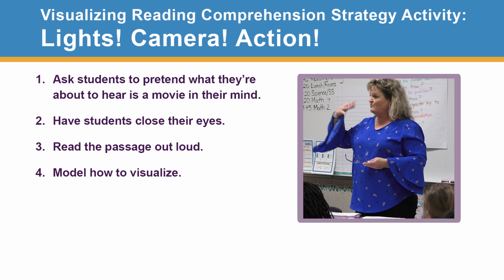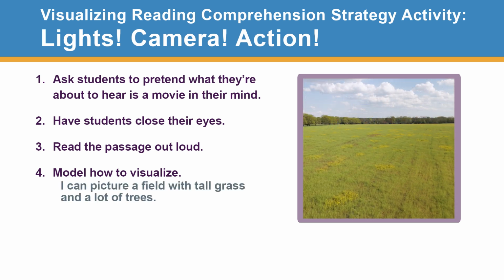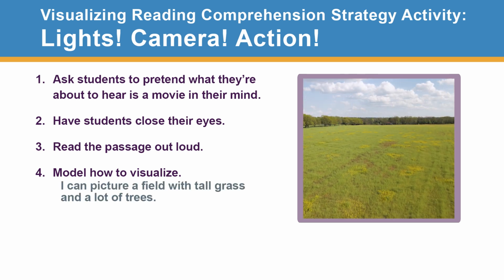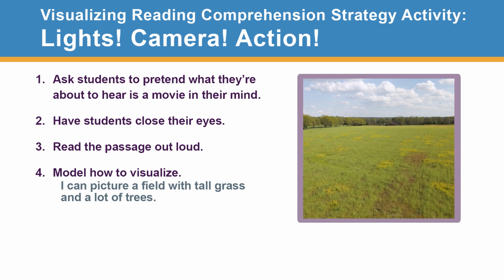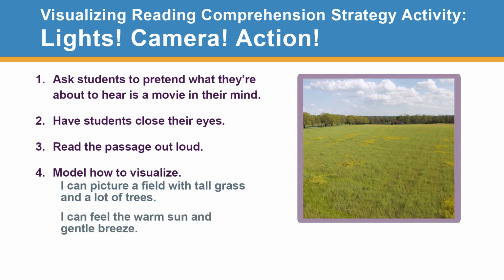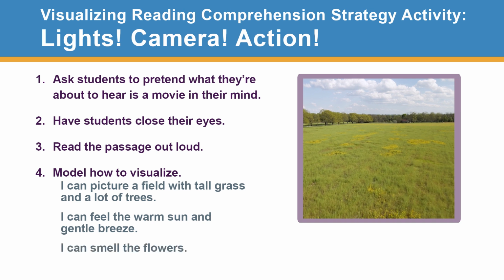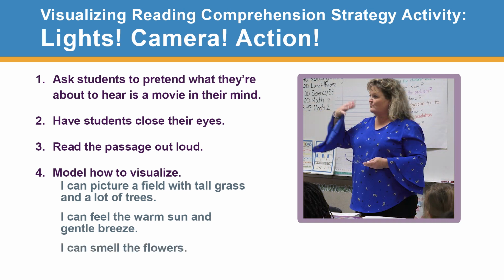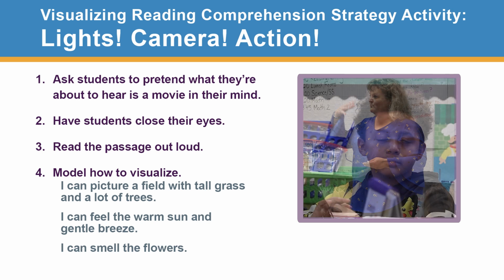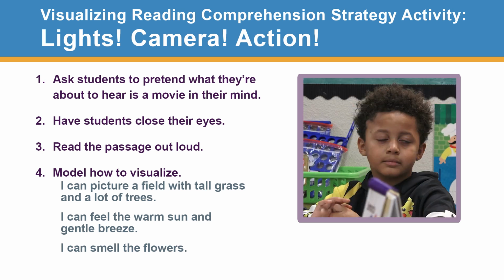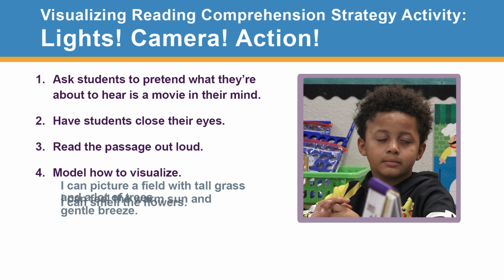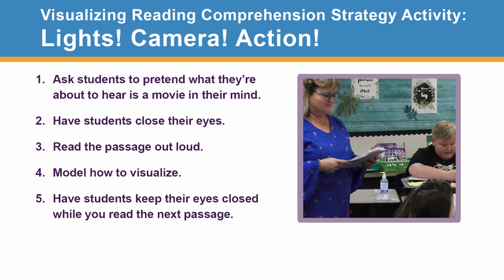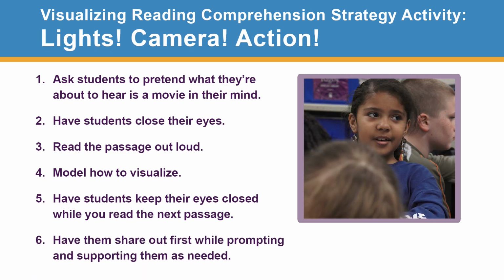Model how to visualize by saying, "I can picture a field with tall grass and a lot of trees. This appeals to several of my senses because I can feel the warm sun and gentle breeze. I can smell the flowers, which I am imagining to be small and purple. If this were a movie, I'd be picking them. Can you see that picture in your mind? What else can you see in your movie?" Then have students keep their eyes closed while you read the next passage. This time, have them share out first, while prompting and supporting them as needed.